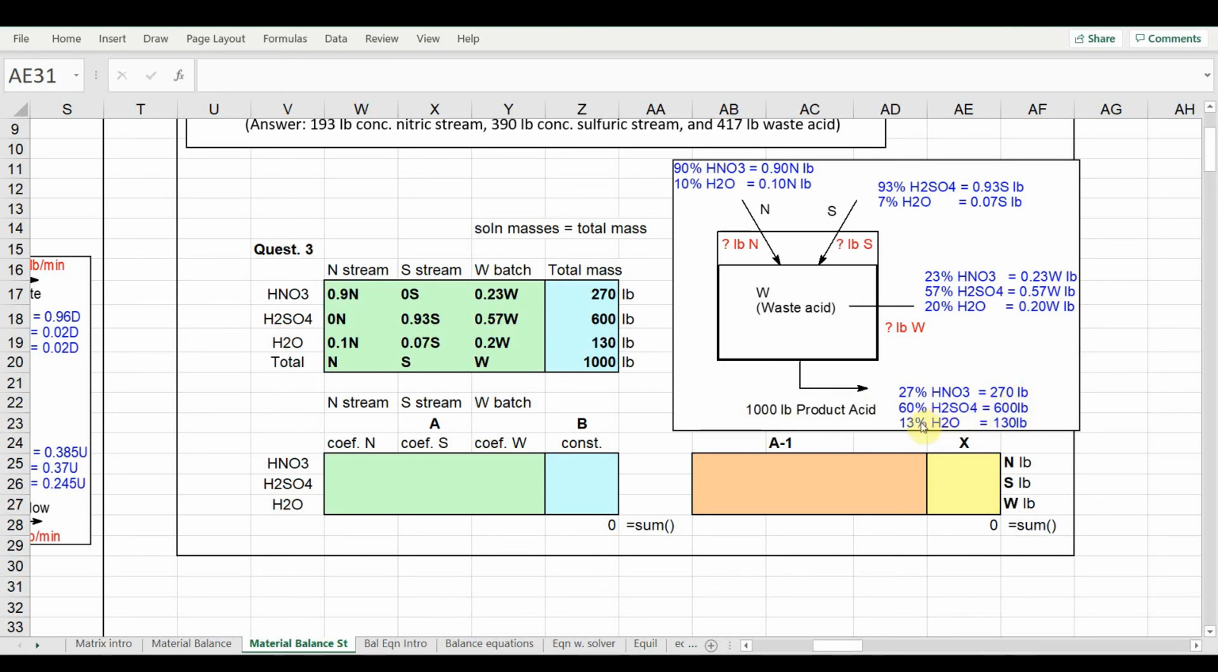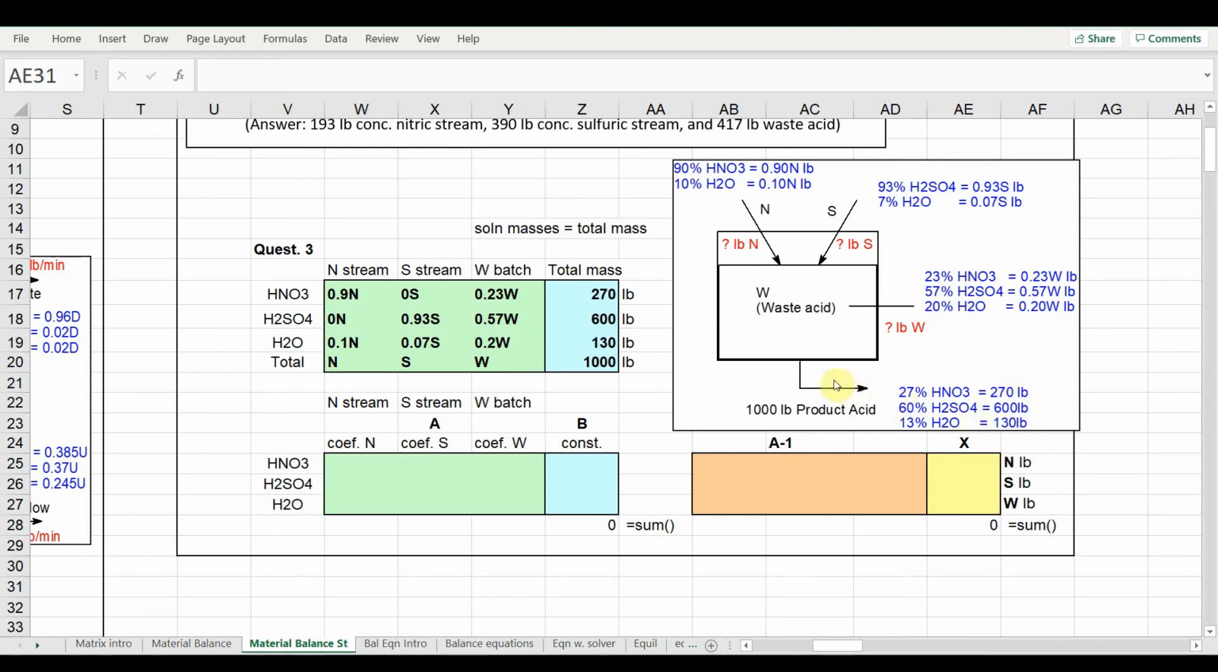60% by weight sulfuric of 1,000 pounds is 600 pounds of sulfuric acid. The balance must be water. That's 13%. 13% of 1,000 pounds is 130 pounds. These must add to be 1,000 pounds.